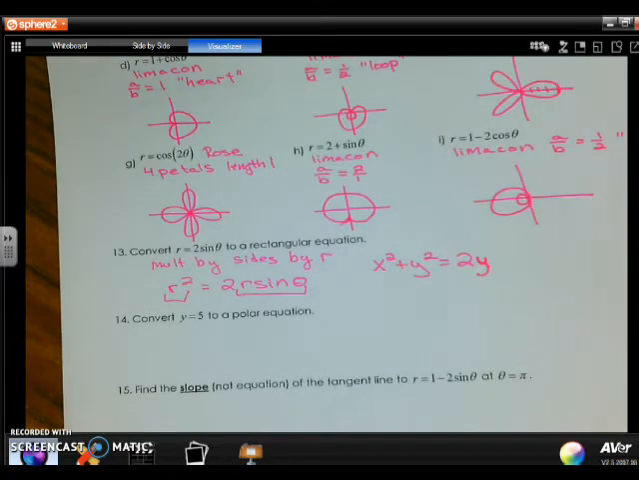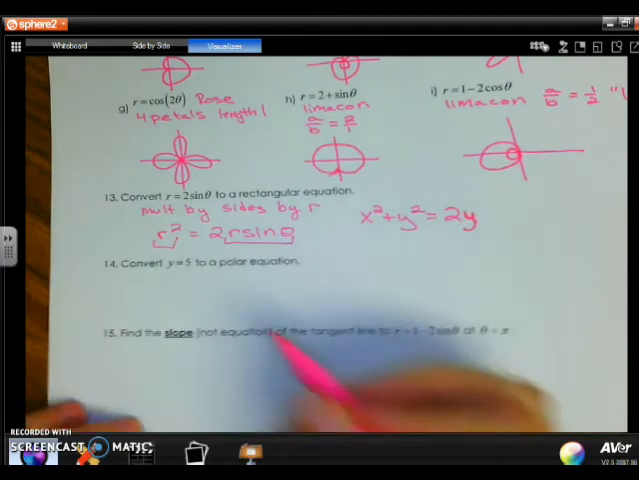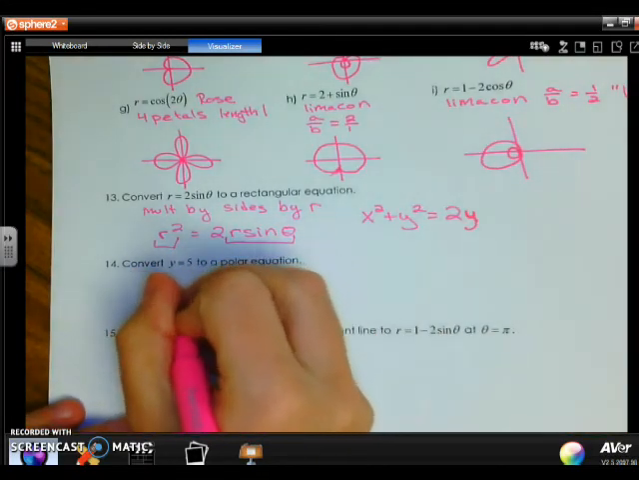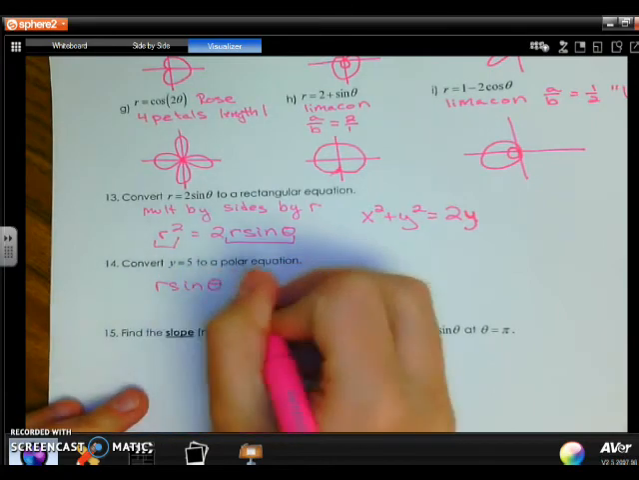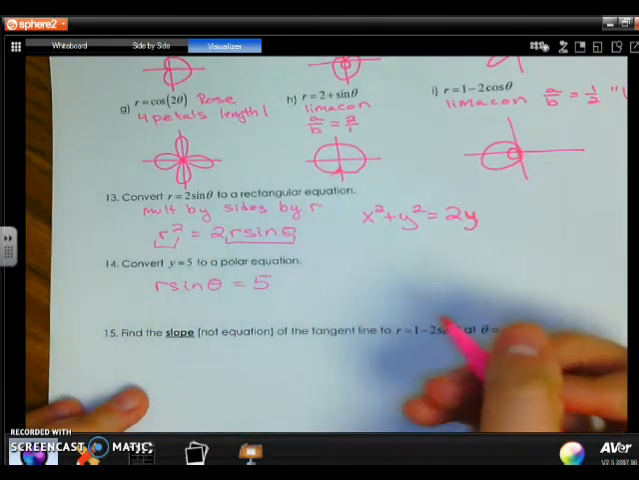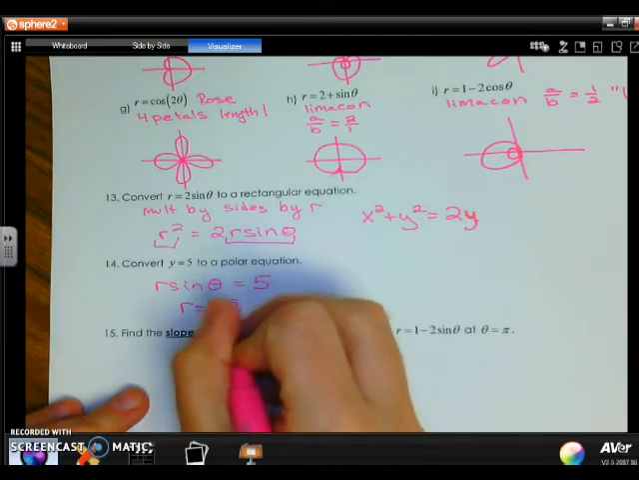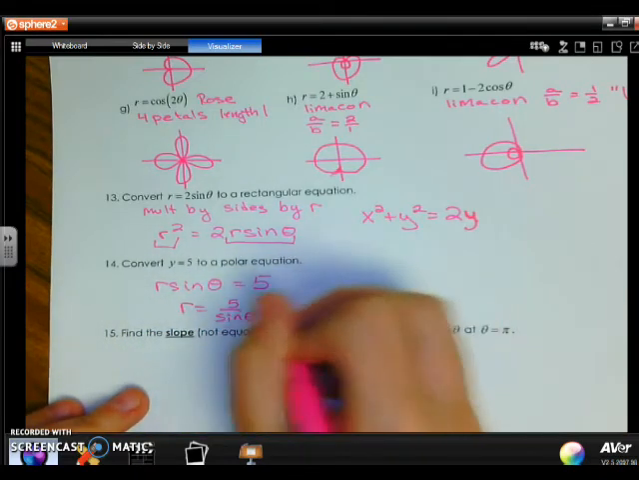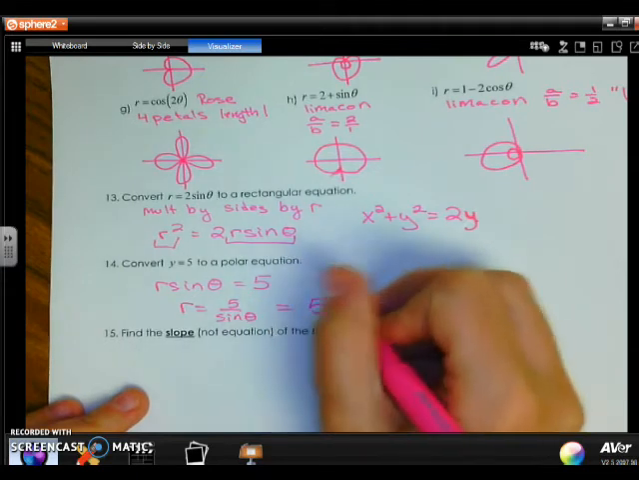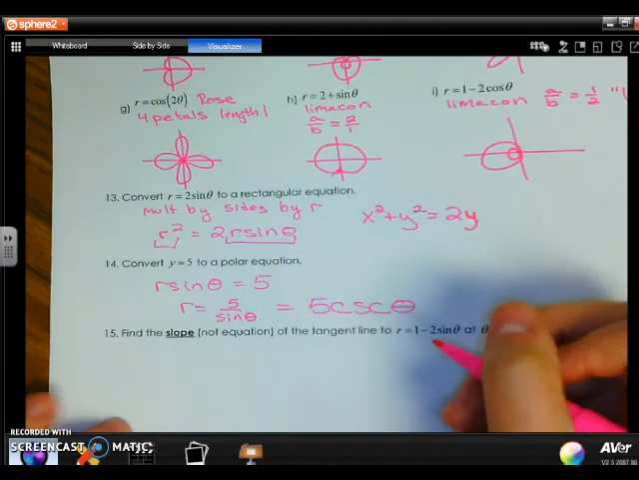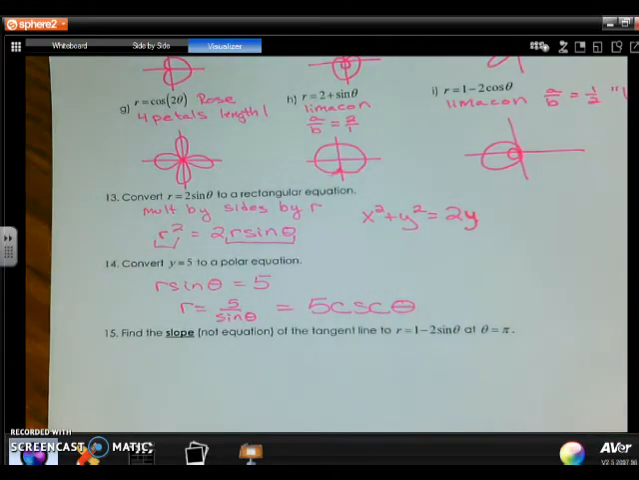All right, for number 15, we're going to go from rectangular to polar. Okay, so we know that y is r sine theta, so we can replace y with r sine theta equals 5, and a lot of times they'll get r by itself, so it'll be r equals 5 over sine theta. The only trick that they might do is they might rewrite that as 5 cosecant of theta. So we've got that.